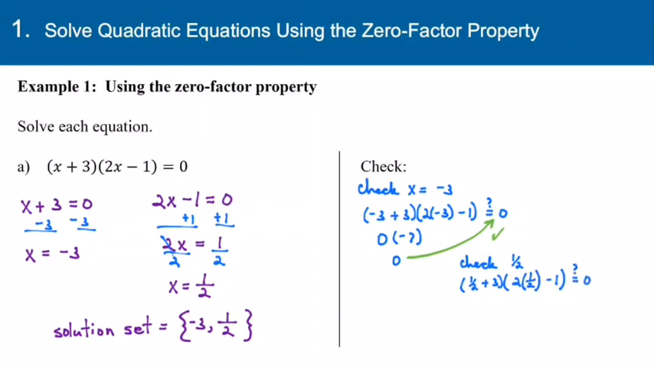So if we plug 1/2 into the equation, the 1/2 plus 3 is 3.5, or 7/2, and then 2 times 1/2 is 1, and so we have 1 minus 1, which is 0, and 7/2 times 0 is 0, and so that value made the equation true. So you can see that both numbers are solutions of that equation.